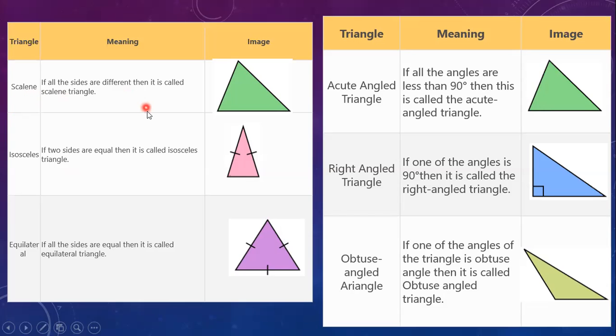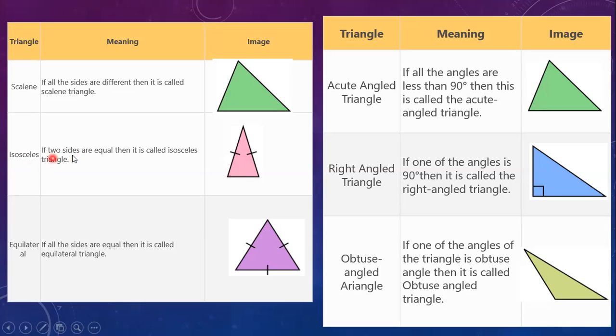Let us see what you mean by scalene triangle. If all the sides are different, then it is called a scalene triangle. Now you can see the example of this triangle. In a scalene triangle all three sides will be different in measurement. Here this measurement is different, this measurement is different, and this side measurement is different. So in the triangle there are three sides, and all three sides are different, that means unequal. Then the triangle is called a scalene triangle.